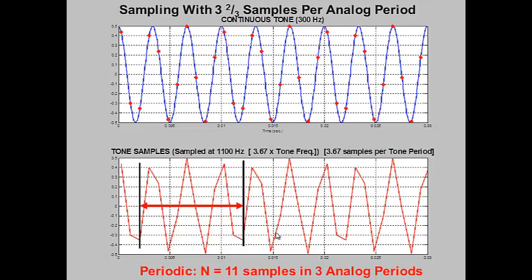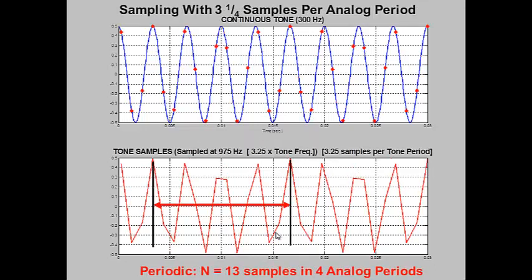If there's a relationship, an integer number of samples in an exact integer number of periods, that will also produce a periodic repeating waveform in the Discrete-Time version. Okay? So that's the gang, that's the rule.